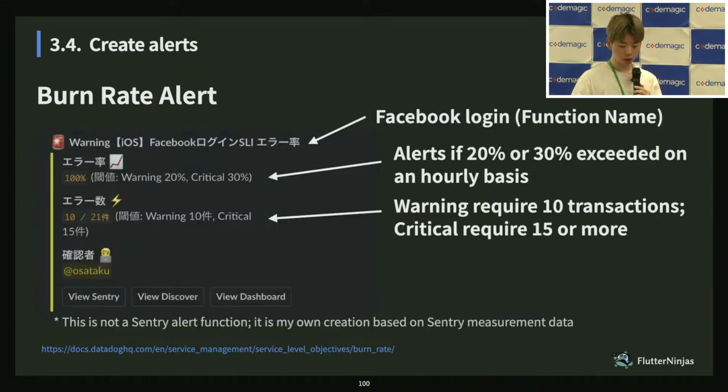This is a screenshot of the burn rate alert. There is an SLI SLO function name, and this alert notifies when both rules are satisfied. One is that the error budget rate is exceeded at each critical and warning threshold. And the other is the minimum count of transactions. Also, it notifies you when it is resolved. I made the cancellation and interruption alerts as well.